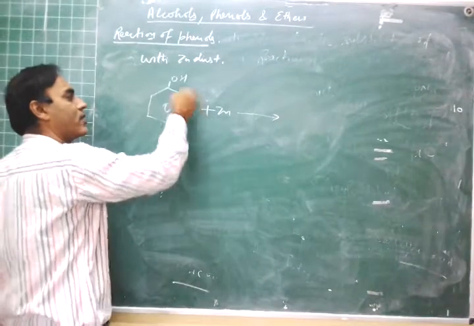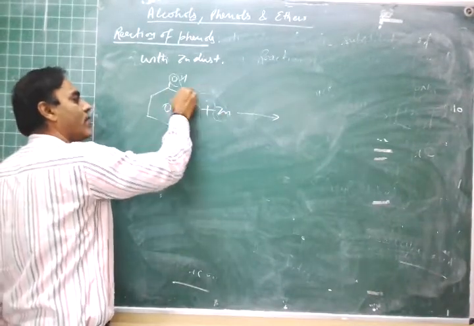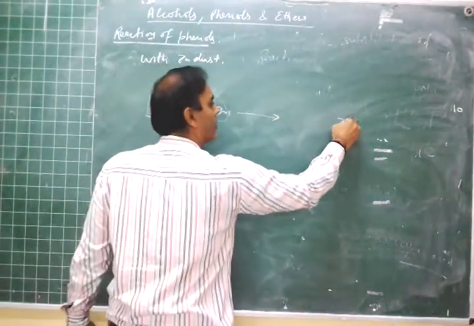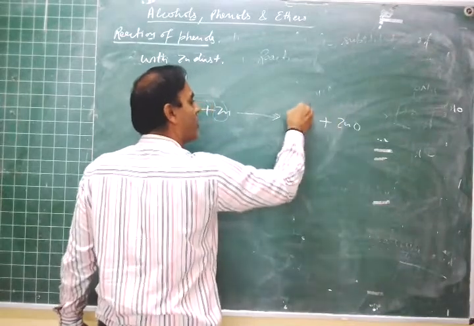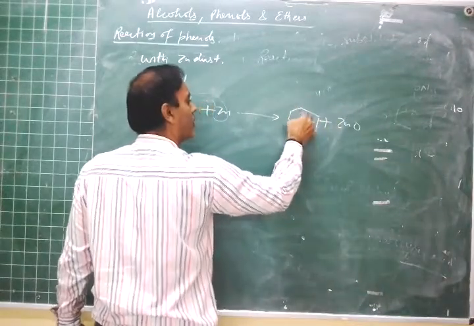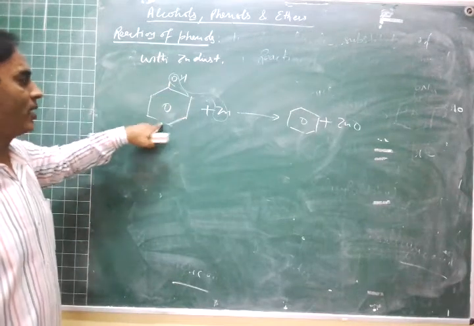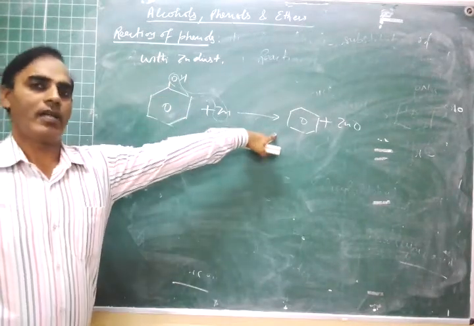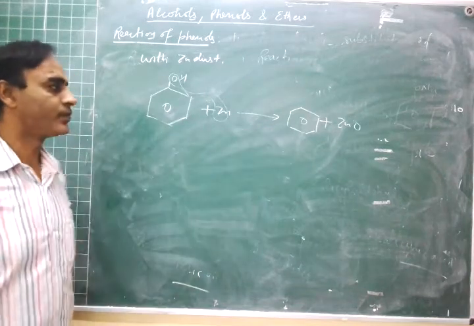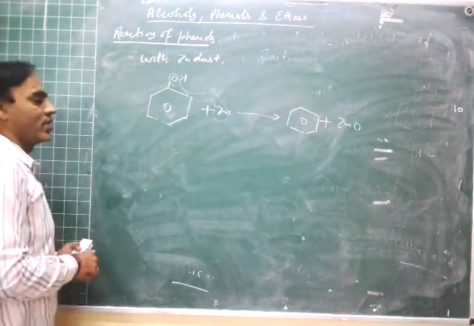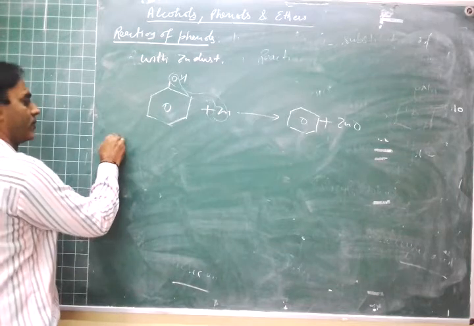Right? It reacts with zinc dust to form zinc oxide, right? And benzene. So this H gets attached to this carbon, and on every carbon there is H, so we can write it as benzene. Now next is reaction with chromic acid.